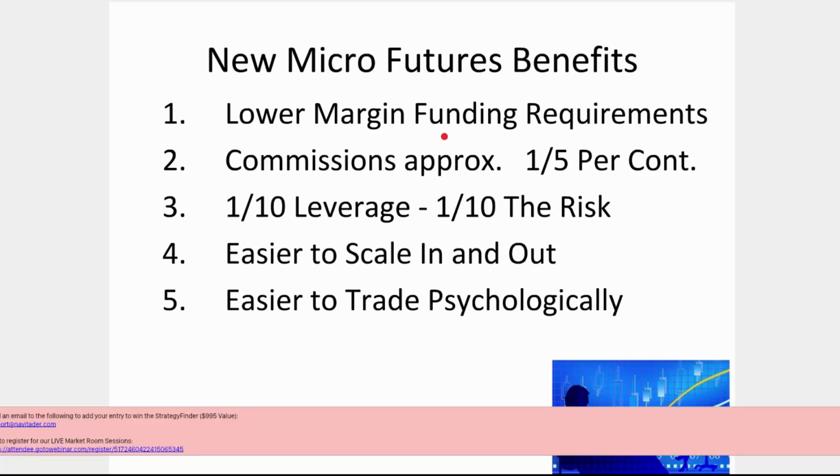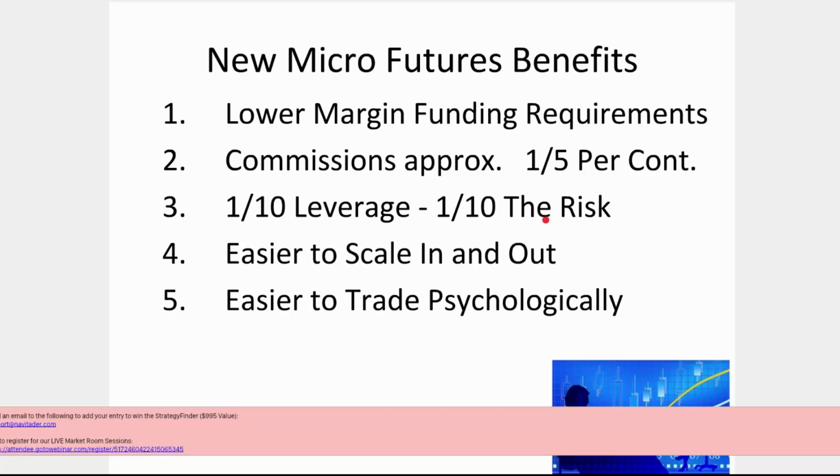All right, so here's kind of a list of the micro futures. Some of the benefits: lower funding requirements. The commissions are typically approximately 1/5 the commission per contract of what you would pay for the corresponding E-mini. Now, as far as commissions go, I do recommend you contact whatever broker you're using to identify the exact commissions. I'm not here to quote commissions to anyone.